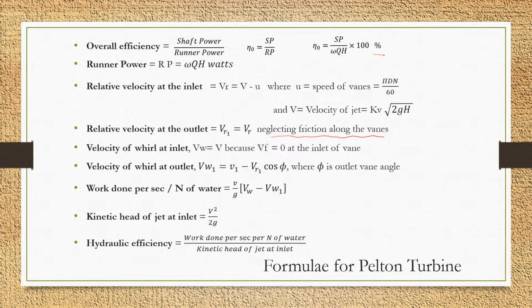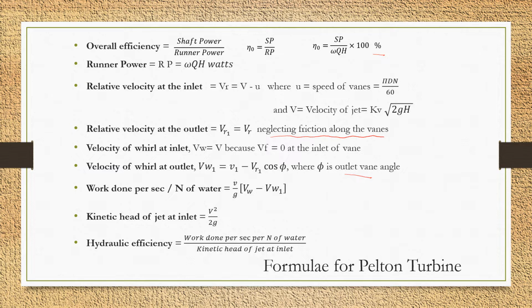Velocity of whirl at the inlet is the same as V, because Vf is equal to 0 at the inlet of the vane. The next is velocity of whirl at the outlet, which is Vw1, and can be calculated as V1 minus VR1 cos phi. This can be calculated using the outlet velocity triangle, where phi is the outlet vane angle.